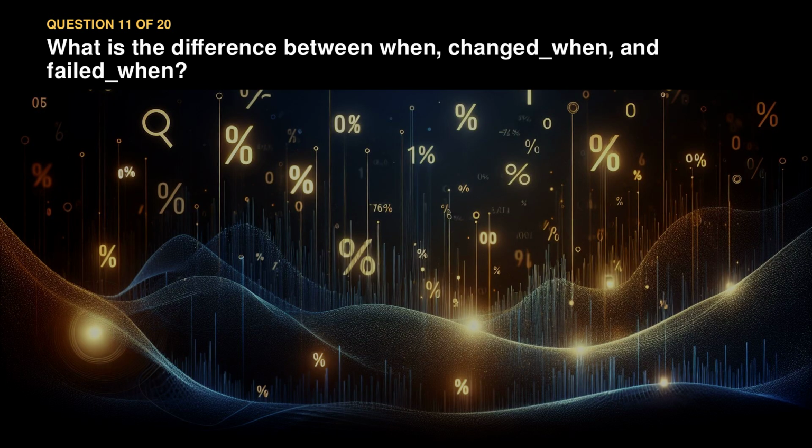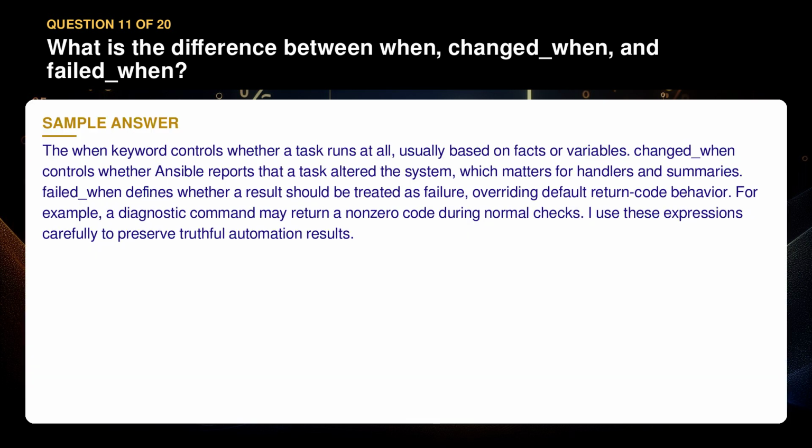Question 11. What is the difference between when, changed_when, and failed_when? The when keyword controls whether a task runs at all, usually based on facts or variables. changed_when controls whether Ansible reports that a task altered the system, which matters for handlers and summaries.